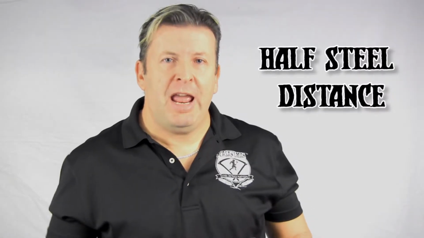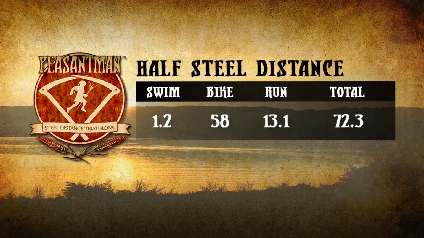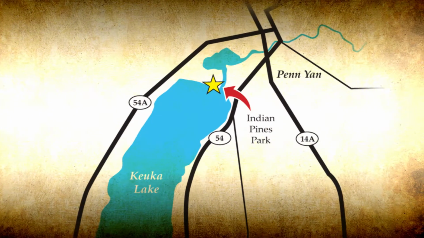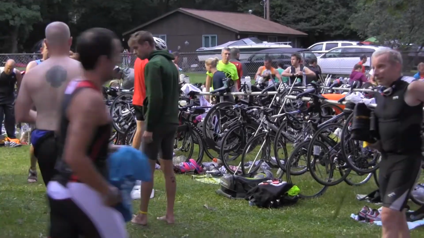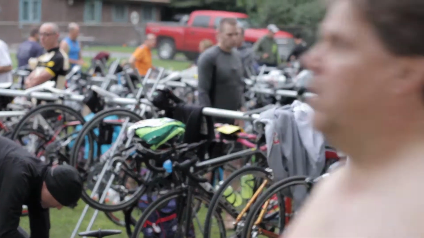The Peasantman Half Steel Distance. This race consists of a 1.2 mile swim, a 58-mile bike ride, and a 13.1 mile run, beginning and ending at Indian Pines Park in Penn Yan, New York. The transition area opens at 5 a.m. and closes 1/2 hour before your race. Your race starts at 7:30 a.m., so you must be out of the transition area by 7 a.m.